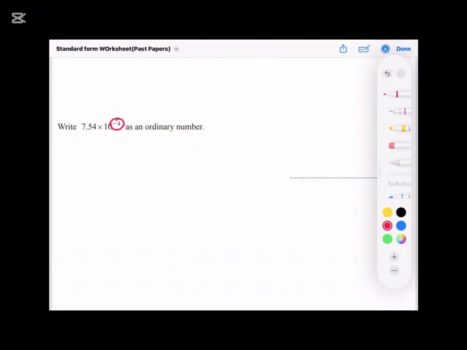the zeros on the left side. The power is negative 4. So write 0 0 0 0 and 754. Remove the decimal from the question. And now what I did: the power is negative 4. When the power is negative, you have to add 0s on the left side, and the power is 4, so I add 4 zeros. Now put the decimal after the first 0. So this will be your ordinary number.